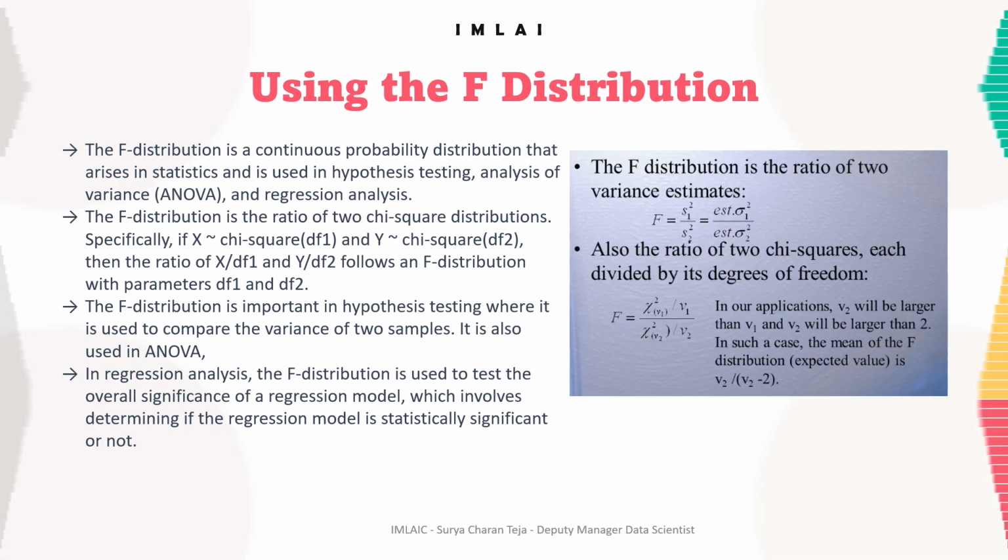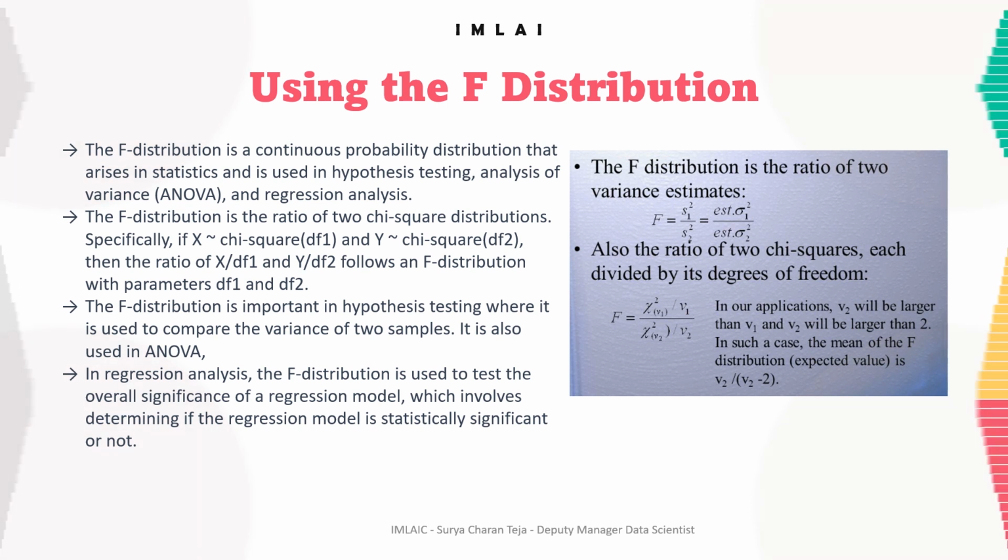These are the two formulas widely used to calculate the F statistic. One is the ratio of two variance estimates. The second, and the widely used one, is the ratio of two chi-squares, each divided by its degrees of freedom. You see that? This is what we have used to build an F distribution from scratch. Now let's look into one or two examples to understand how this F distribution makes our lives easy as a data scientist.